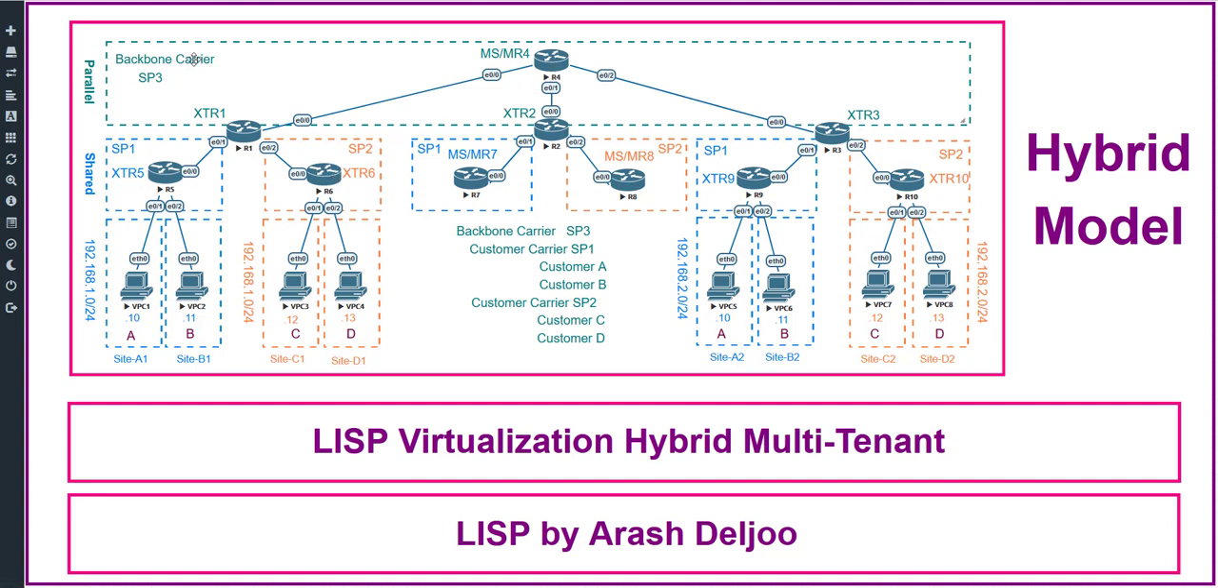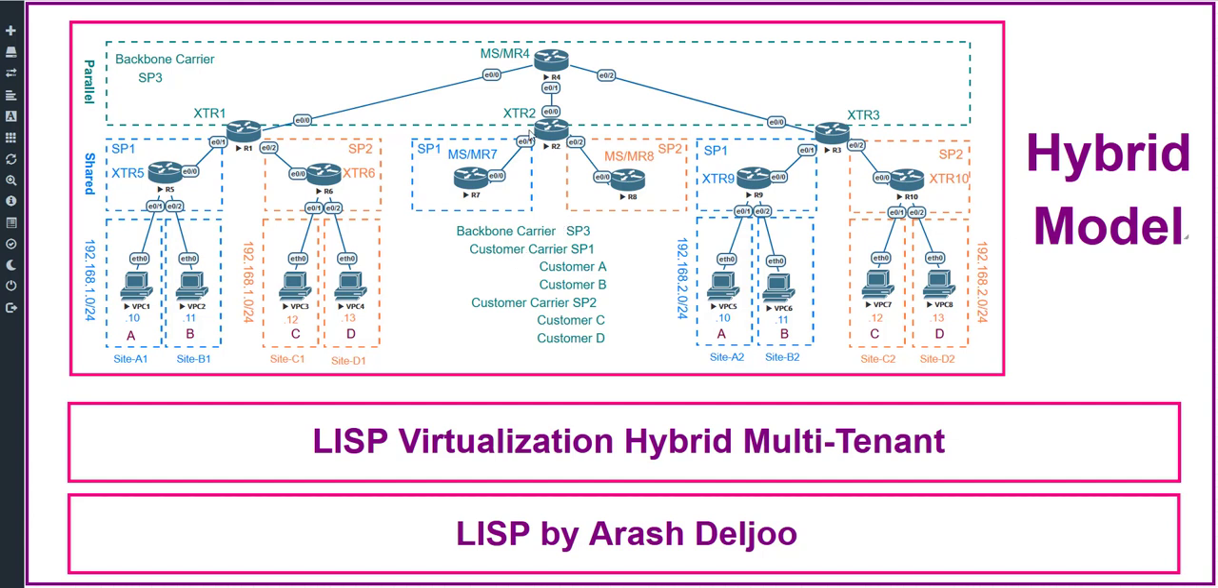As you can see, the service provider 3 or SP3, the backbone carrier, should connect the different sites of the customer carriers to each other. For example, this site XTR5, this site MSMR7, and this site XTR9 are sites of service provider 1. And the sites XTR6, MSMR8, and XTR10 are the sites of service provider 2. First, this backbone carrier should connect these customer carrier sites to each other.